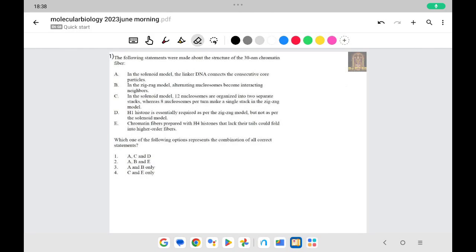We are with our first question, where you can see some statements regarding the 30 nanometer DNA chromatin fiber structure. Here I am stating the most common structure of the DNA, that is the most uncondensed, meaning the relaxed form of the DNA, whose diameter is 2 nanometer.